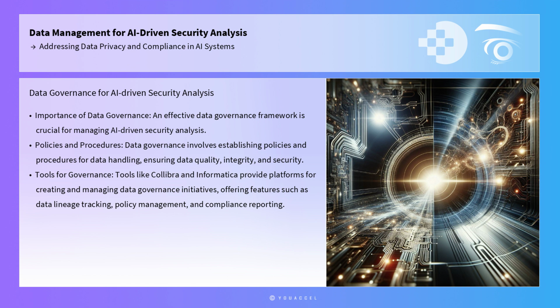An effective data governance framework is crucial for managing AI-driven security analysis. Data governance involves establishing policies and procedures for data handling, ensuring data quality, integrity, and security. Implementing a robust data governance framework enables organizations to maintain control over their data assets and ensures compliance with legal and ethical standards. Tools like Collibra and Informatica provide platforms for creating and managing data governance initiatives, offering features such as data lineage tracking, policy management, and compliance reporting.